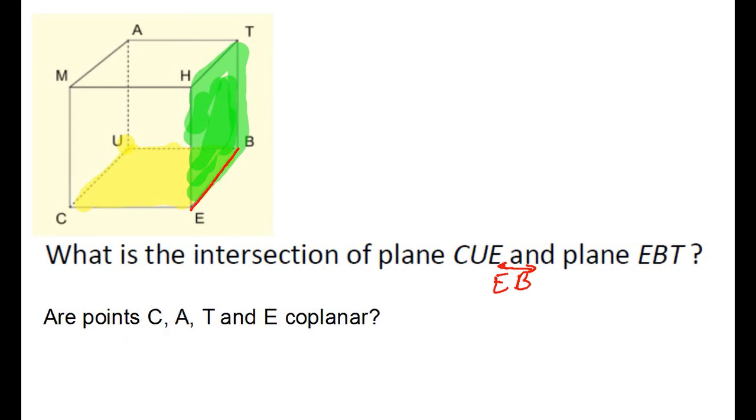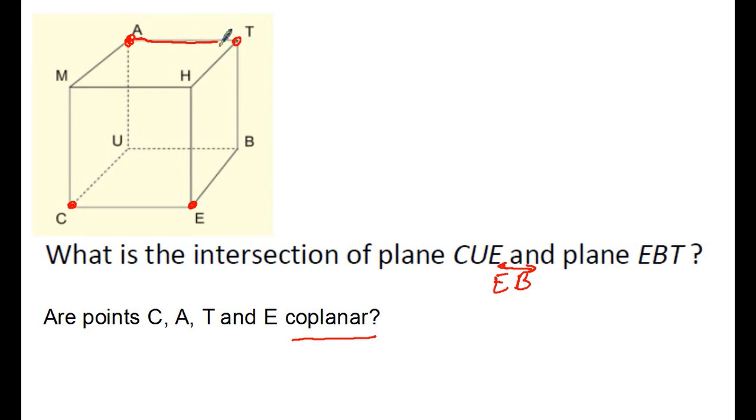Are points C, A, and E coplanar? So let's go ahead and show those points here. So C, E, A, and T. So those are the points they're talking about. Is this coplanar? So what does coplanar mean? Coplanar is, does it form a plane? Is it possible that these points can form a plane?